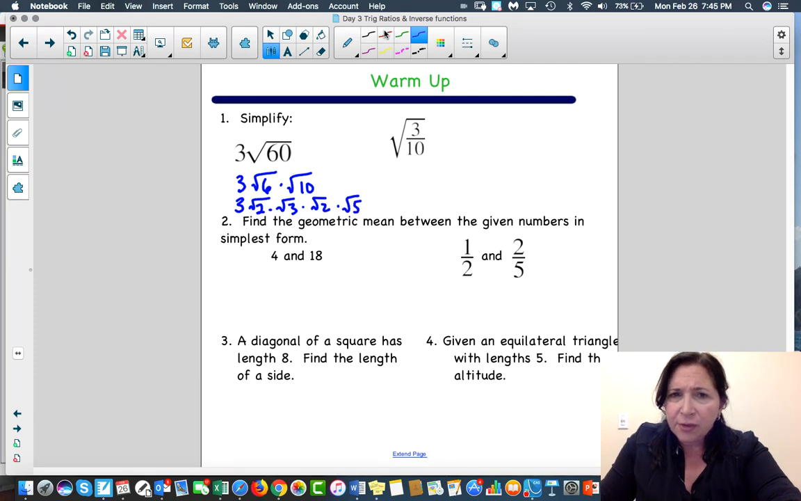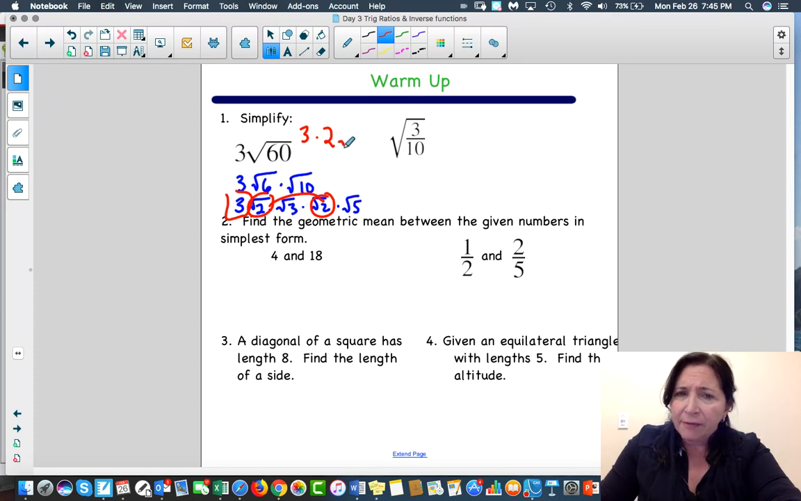Now, the two that are the same are root 2 and root 2. Well, square root of 2 times the square root of 2 is the square root of 4, which is 2. So far we have this 3 times the 2 from the root 2's, and then we have root 3 times root 5, which is root 15. So my final answer here would be 6 root 15. That would be my value.